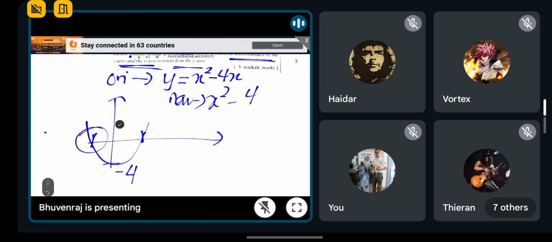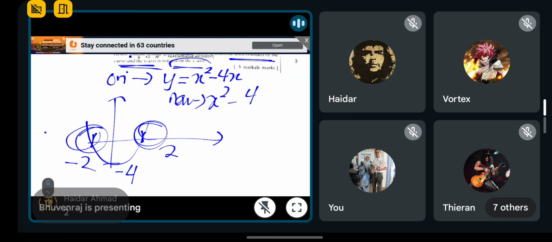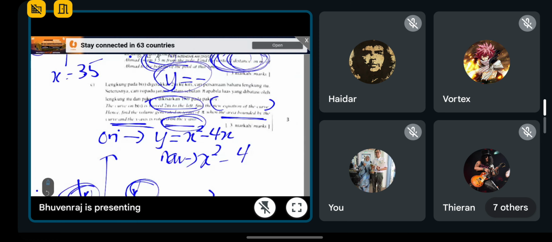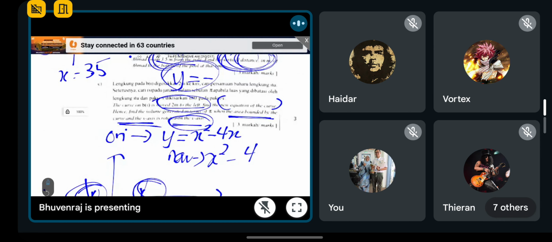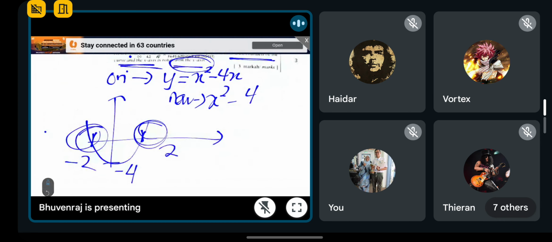Move 2 units to the left. So this is what value that I circled. What is the value? Very good, negative 2. So what is this value? Very good, 2. So now they ask you rotated on y-axis. Oh, sorry, x-axis, I think. Yeah, x-axis, not y. Okay, wait, rotated on y-axis.